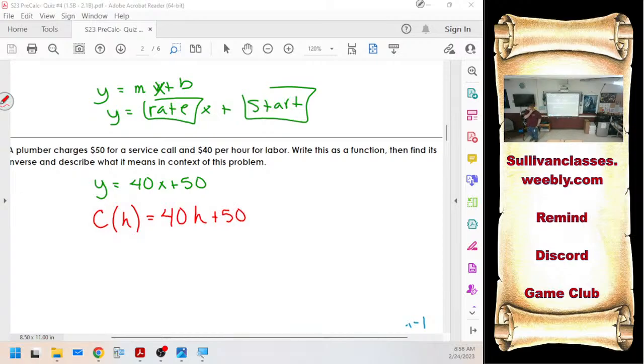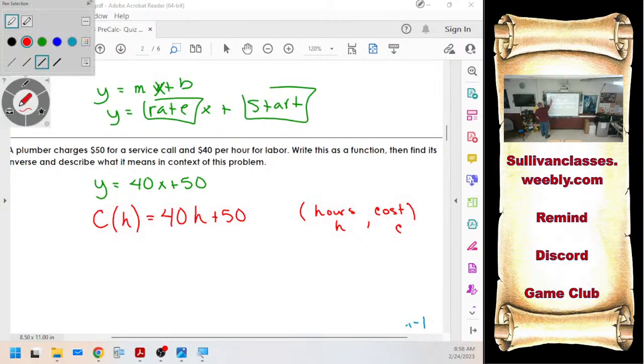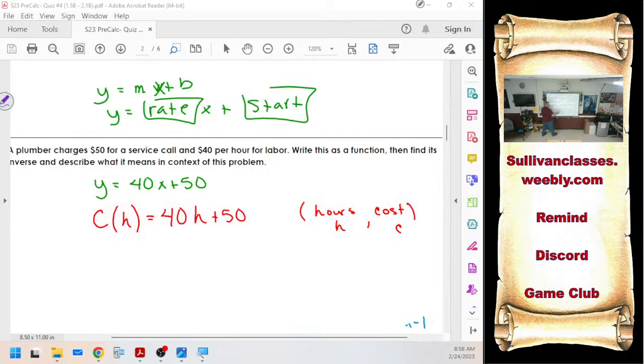See what I'm getting at? I'm also, next to this, going to write what that meant. That was hours, and that was cost. So H and C column. All right, now I'm going to go find my inverse. So the function gets me the rule gets me the output. I swap.